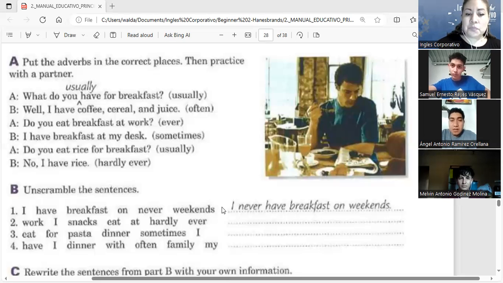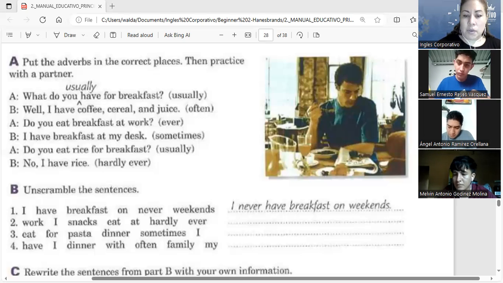Then here, we have the words, I have breakfast on never weekends. And you're going to put them in the correct order. So you're going to say, I never have breakfast on weekends. So you put everything in the correct order. Does that make sense? Do we understand? Yes or no? Yes. Okay. All right.